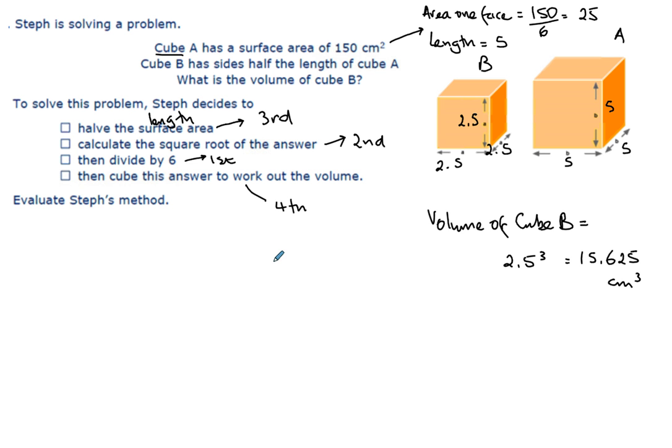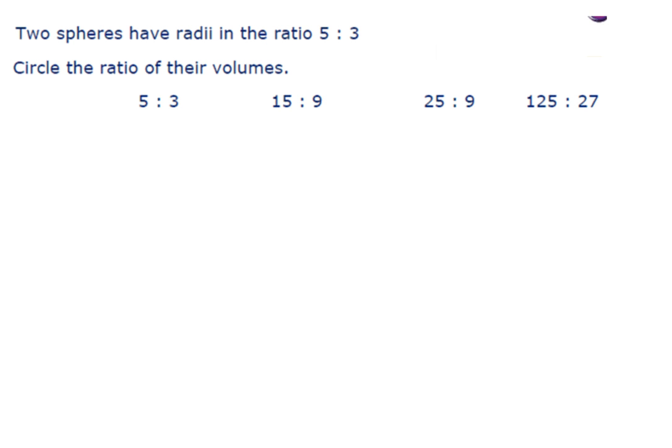Okay, next question. Two spheres have radii in the ratio 5:3. Circle the ratio of their volumes. So you can tell again the ratio of their lengths is 5:3. So the ratio of their volumes would be cubed. So you've got 5 cubed to 3 cubed.